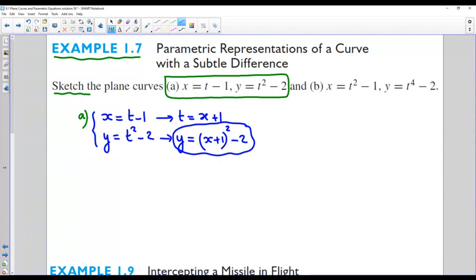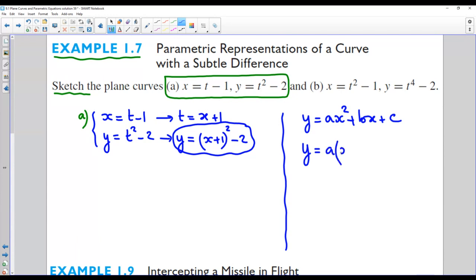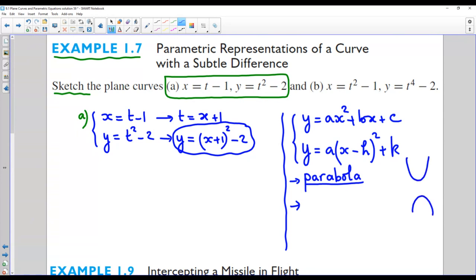This is a parabola. In general, let me just mention something here, girls. y equal ax squared plus bx plus c is a parabola, but also this equation, sometimes you'll find it in this form: y equals (x minus h) squared plus k. Both of these types of equations are parabolas. And of course a parabola can go up or down, yeah?